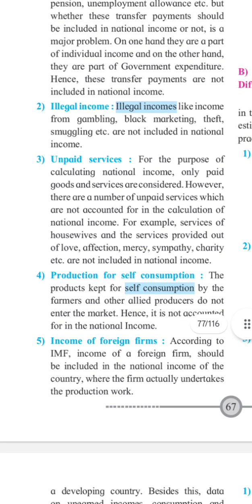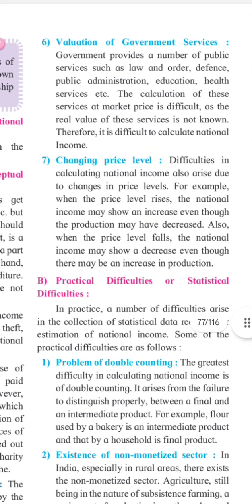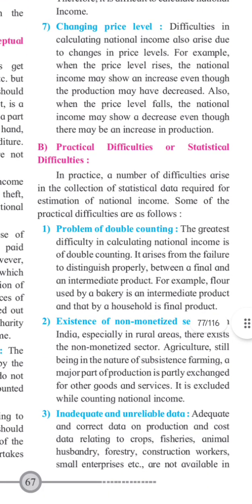Production for self consumption: many farmers consume their own production, making measurement difficult. So we don't get an idea of how much they produce and how much they consume. Income of foreign firms: it becomes difficult to determine whether the income should be counted or not. Valuation of government services: government services do not have a clear market price, so it is also a difficulty. Changes in price level: inflation and deflation affect the measurement of national income.